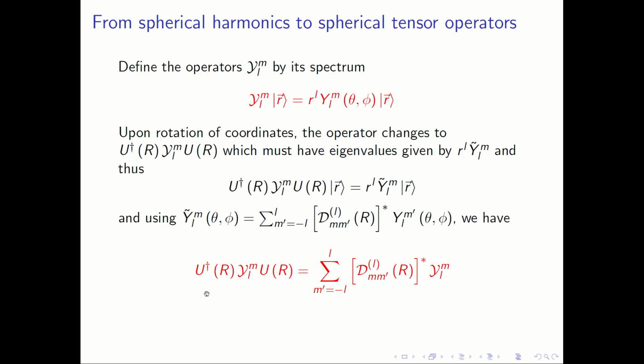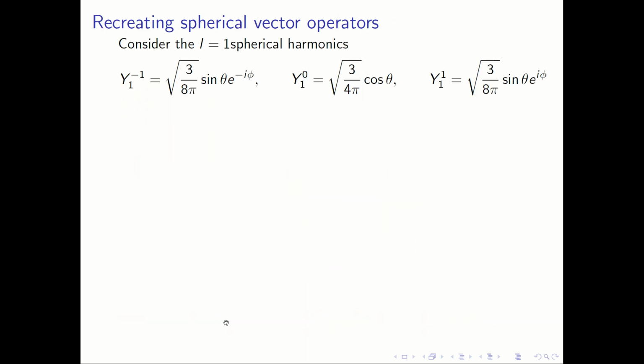Of course, this is exactly the same transformation as the transformation for the spherical tensor operators of rank l. There are 2l plus 1 of them, one for each value of m, of course. So, let us give an example of this.